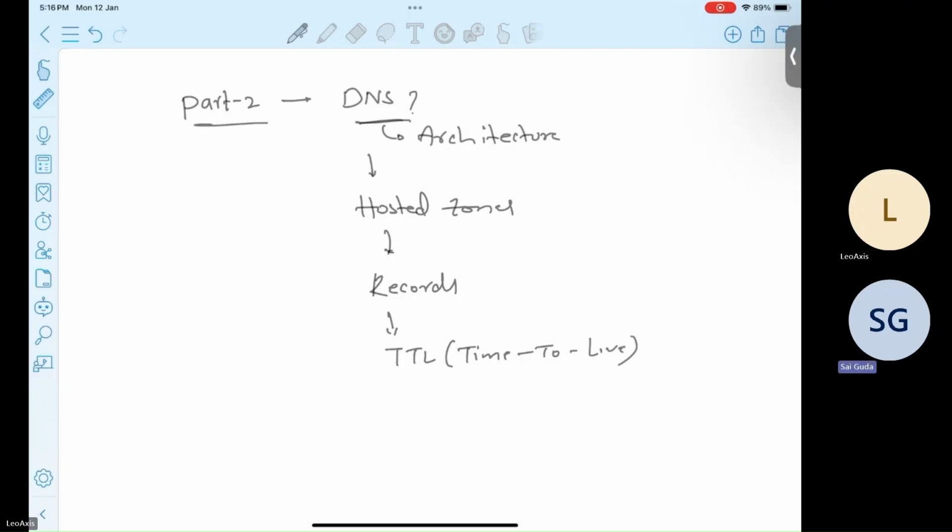Once we're done with these topics, I'll also show you one practical demonstration on how to implement this DNS, how it is working, how to create this hosted zone, how to set up the records, and how to set up this TTL.